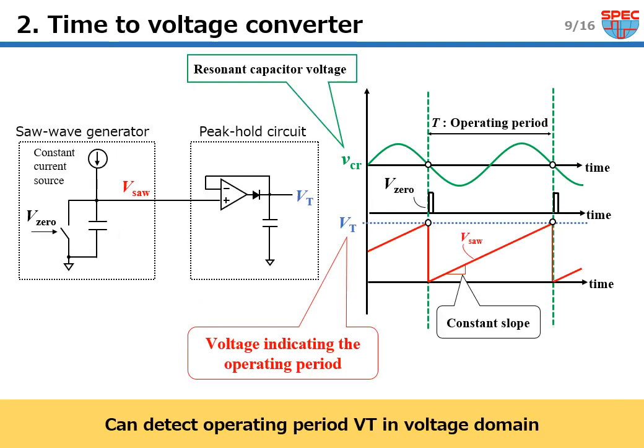Secondly, I'll explain the time to voltage converter. Charging a capacitor from a constant current source causes the voltage to rise with a constant slope. Then it resets the capacitor voltage by V0 to generate a saw wave. Therefore, the voltage Vt detected by the peak hold circuit indicates the operating period.